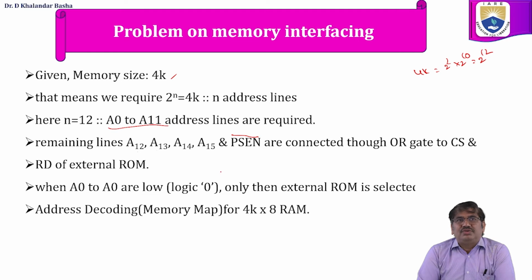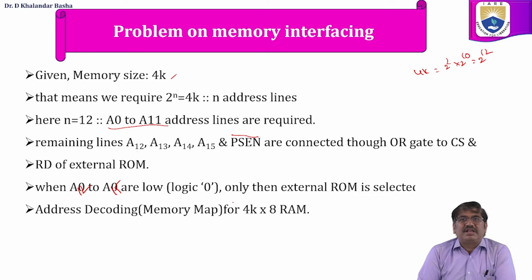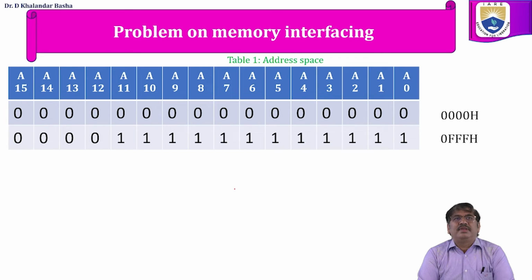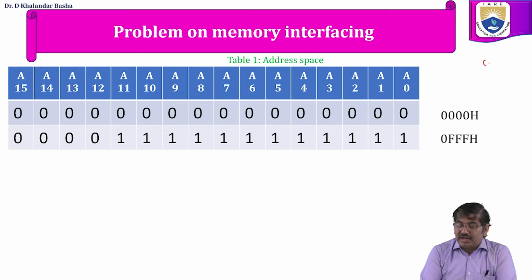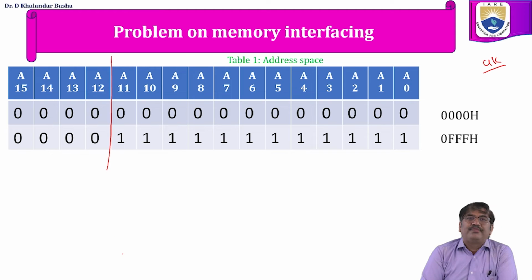When the address lines A12 to A15 are low, only the external ROM is selected. The address decoding map for 4K by 8 ROM we will see in the table in the next slide. Here, as it is a 4K memory, we know that A0 to A11 are required. The upper bits A12, A13, A14, A15, we can give any combination starting from 0000 to 1111.